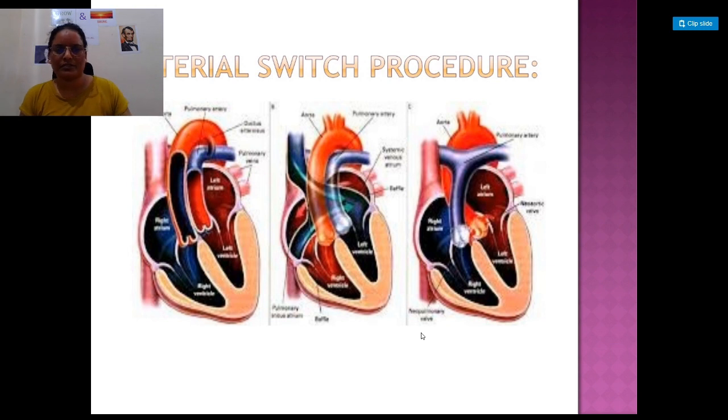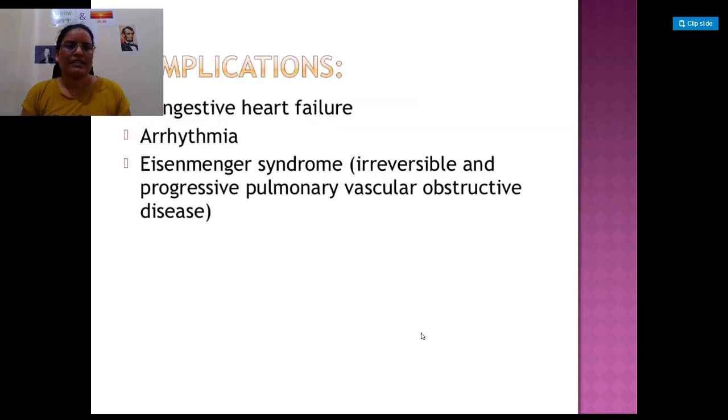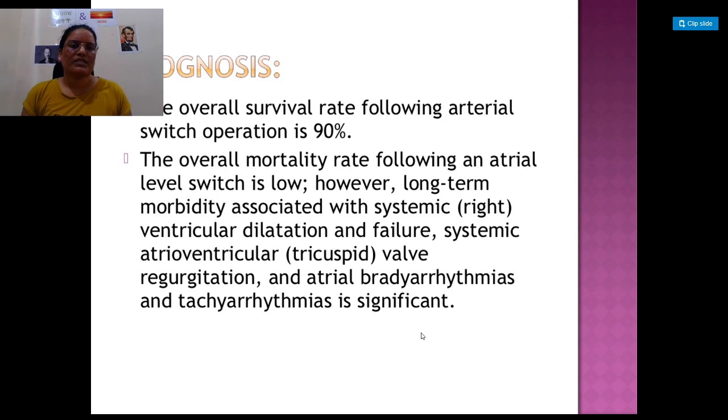the systemic circulation. Okay, then complications: congestive heart failure might be there, arrhythmia, Eisenmenger syndrome, an irreversible and progressive pulmonary vascular obstructive disease. Then prognosis: the overall survival rate following the arterial switch operation is 90%. The overall mortality rate following an arterial level switch is low. However, there is long-term morbidity associated with systemic ventricular dilatation and failure.